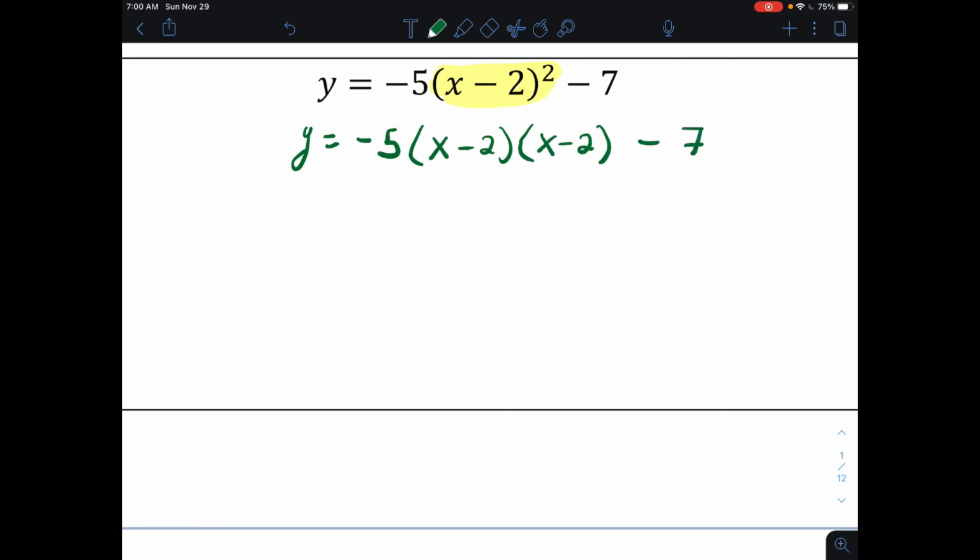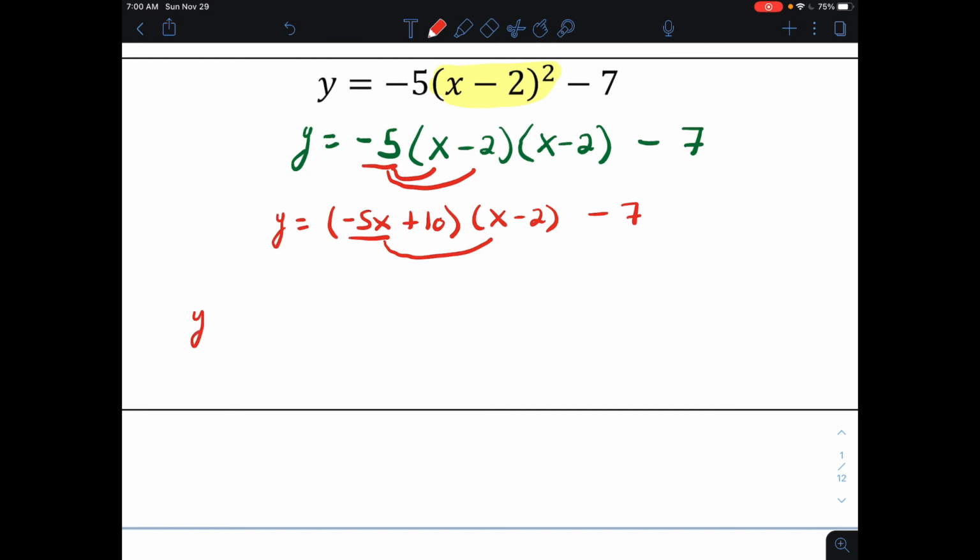Now that I've rewritten it, I can treat it like the problem that we just did before. Or if I wanted, I could take this negative 5, multiply it into the very first set of parentheses, and then rewrite. If I do that, multiplying the negative 5 inside the first set of parentheses, we'd have negative 5x plus 10 times x minus 2. And then I still have minus 7 here on the end. Now we're ready to multiply this all the way out. We're going to take that negative 5x and multiply it to both terms inside the second set of parentheses. Negative 5x times x makes negative 5x to the second power.